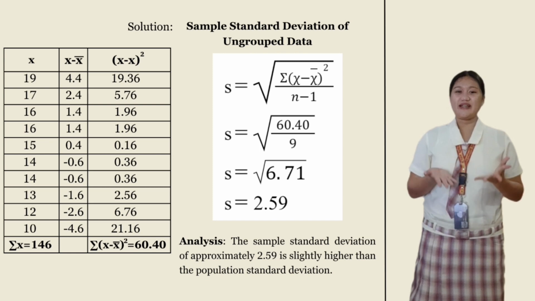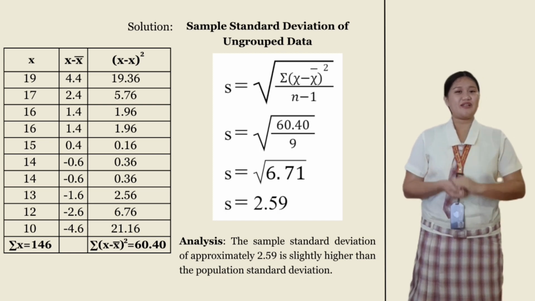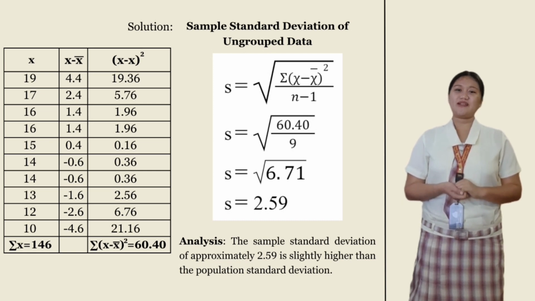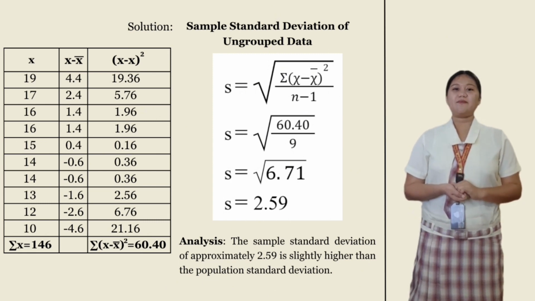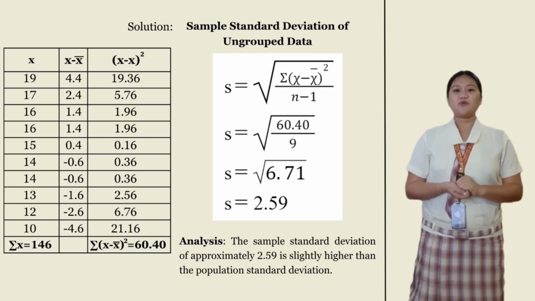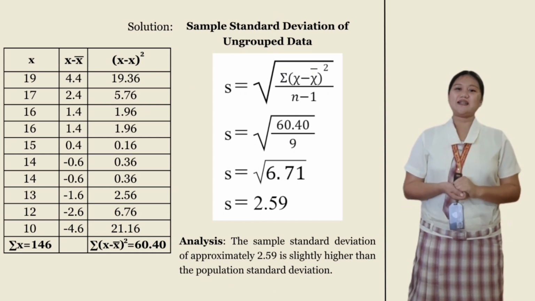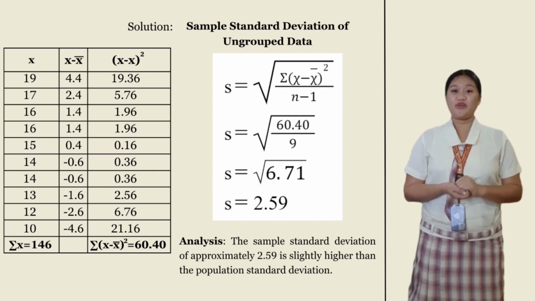So we have here 60.40 for the square difference between each score and the mean value. And we also have 9 for the total number of the scores minus 1. So 60.40 divided by 9 is equal to 6.71. So the square root of 6.71 is equal to 2.59. The sample standard deviation is 2.59.